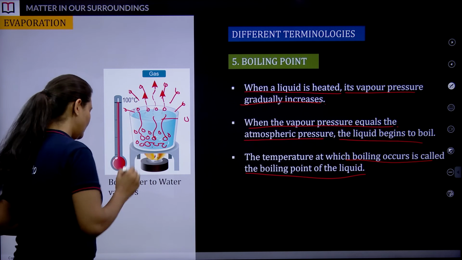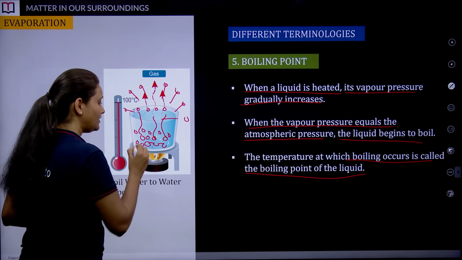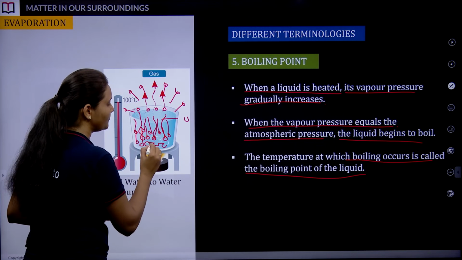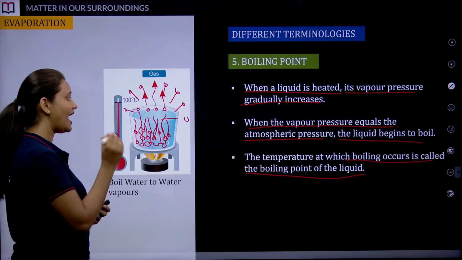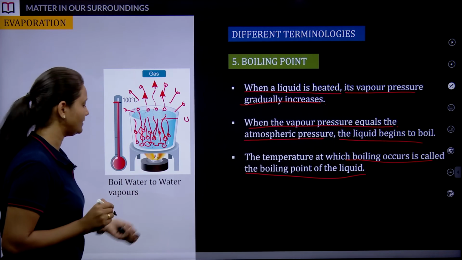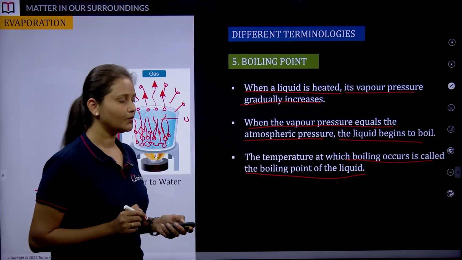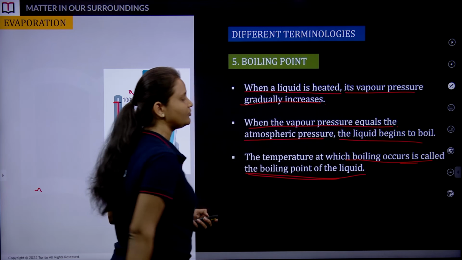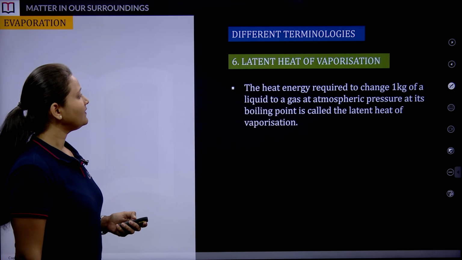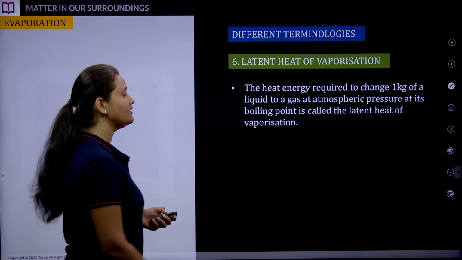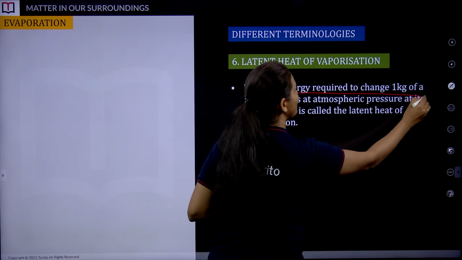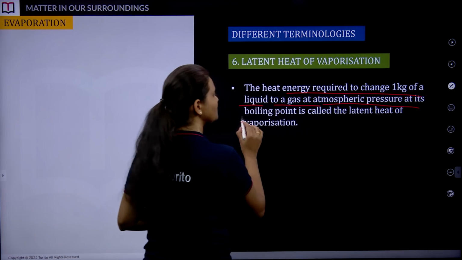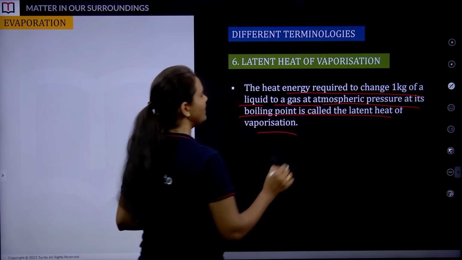But when are we going to note down the boiling point? When each and every liquid molecule is completely boiled off. That time we are going to measure the boiling point of any liquid. So the temperature at which boiling occurs is called the boiling point of the liquid. Then latent heat of vaporization. Here the heat energy required to change 1 kilogram of liquid into a gas at atmospheric pressure at its boiling point is called the latent heat of vaporization.